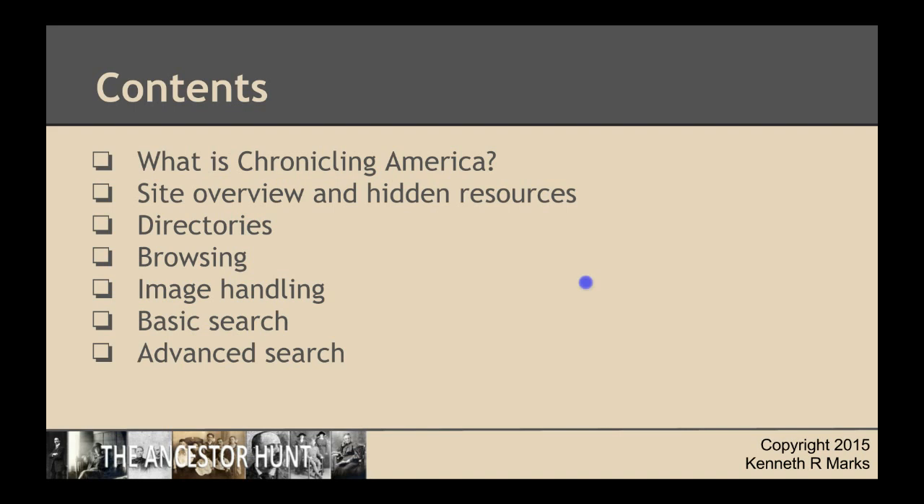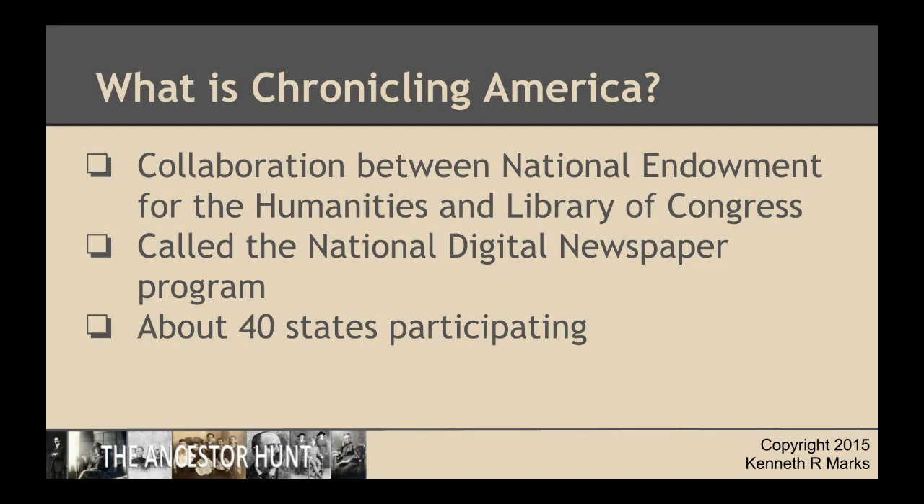So let's get started and find out what is Chronicling America. Well, Chronicling America is a collaboration between the National Endowment for the Humanities and the Library of Congress. It is called the National Digital Newspaper Program, and the result of that is the website entitled Chronicling America. There are about 40 states participating and growing. The two newest states from 2014 are Nevada and South Dakota, but many states have been part of the site since 2005. And we'll talk about how these states get involved, what they do, etc.